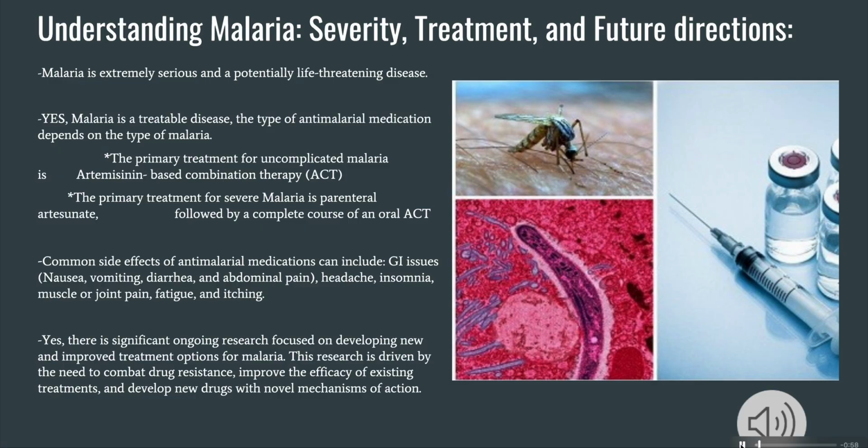Malaria is extremely serious and a potentially life-threatening disease. Malaria is a treatable disease, and the type of anti-malarial medication depends on the type of malaria. For uncomplicated malaria, the primary treatment is artemisinin-based combination therapy, which is called ACT. And the primary treatment for severe malaria is parenteral artesunate, followed by a complete course of an oral ACT. Common side effects of anti-malarial medications can include GI issues such as nausea, vomiting, diarrhea, and abdominal pain, headache, insomnia, muscle or joint pain, fatigue, and itching.